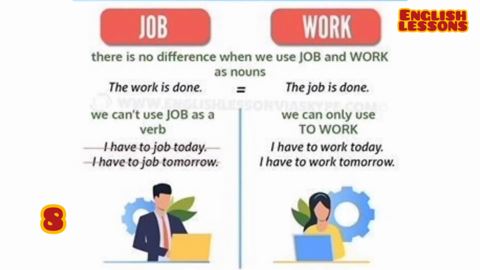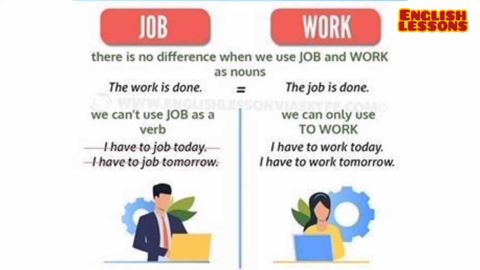Number 8. What's the difference between job and work? There is no difference when we use job and work as nouns. The work is done. The job is done. We can't use job as a verb. We can only use to work. For example, I have to job today. Not like that. I have to work today. I have to job tomorrow. I have to work tomorrow.